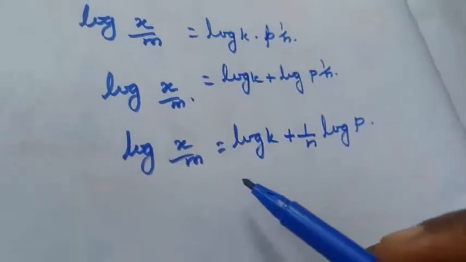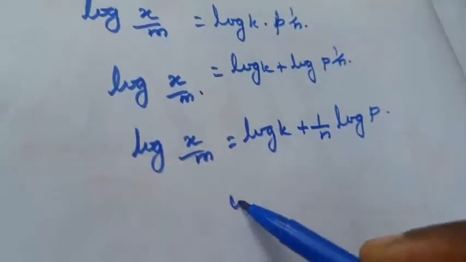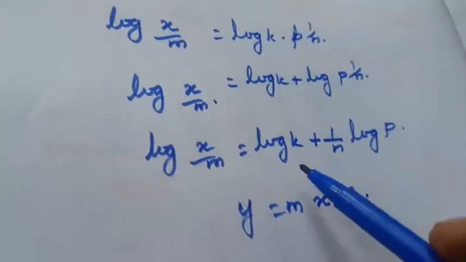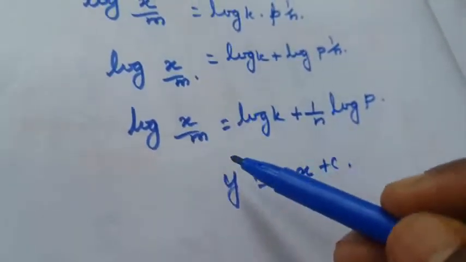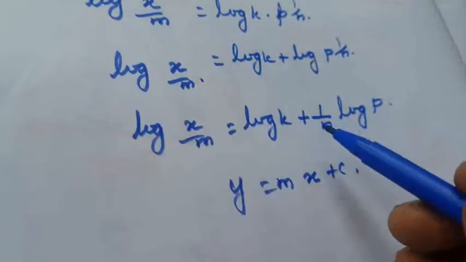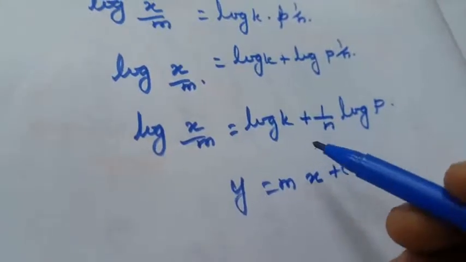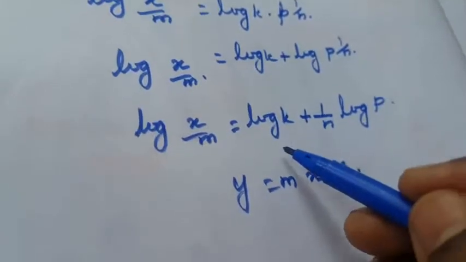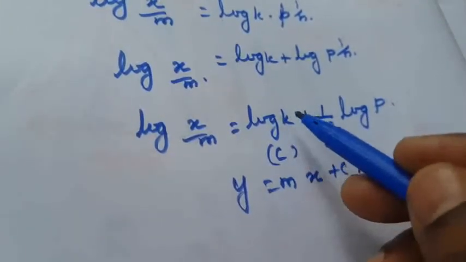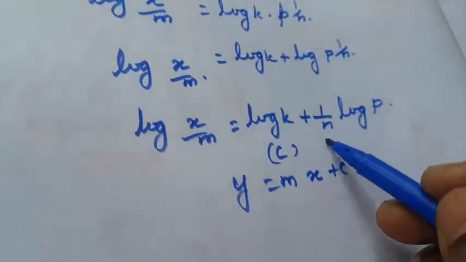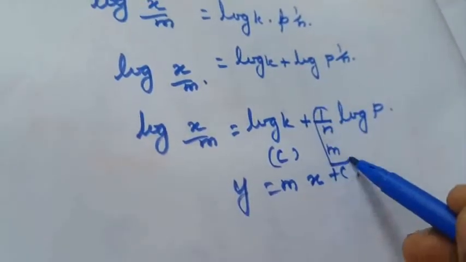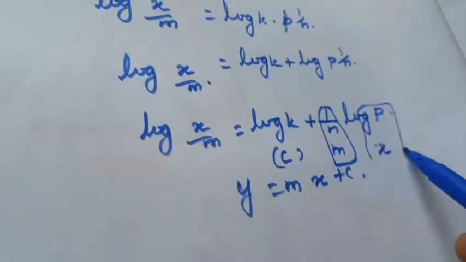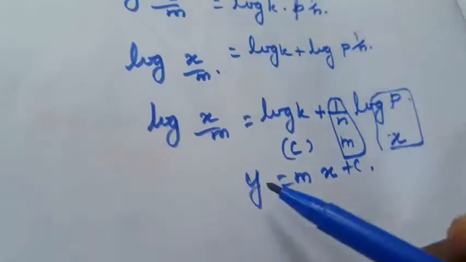Okay, this equation is similar to y is equal to mx plus c. From this equation, what is y? This is y, and this is mx, right? M is equal to 1 by n, and c is log k. So this is c, which means that is log k. So m is equal to 1 by n, and x is equal to log p. So this is y is equal to mx plus c.